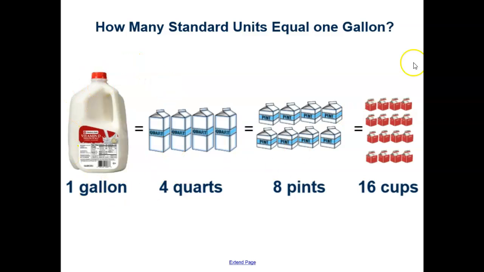Pause the video and study this, please. And would you also write down how much milk do you have in your fridge, if you have any at all? Do you have a gallon? Do you have a quart? Do you have a pint? Do you have a cup? How much milk is in your fridge? Thank you. In our fridge, we have 1 gallon of milk, and we drink a little bit every day.